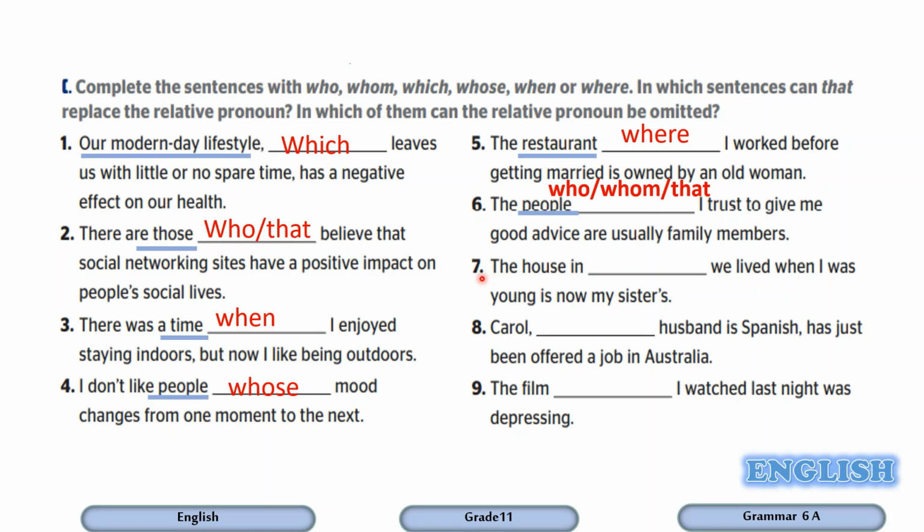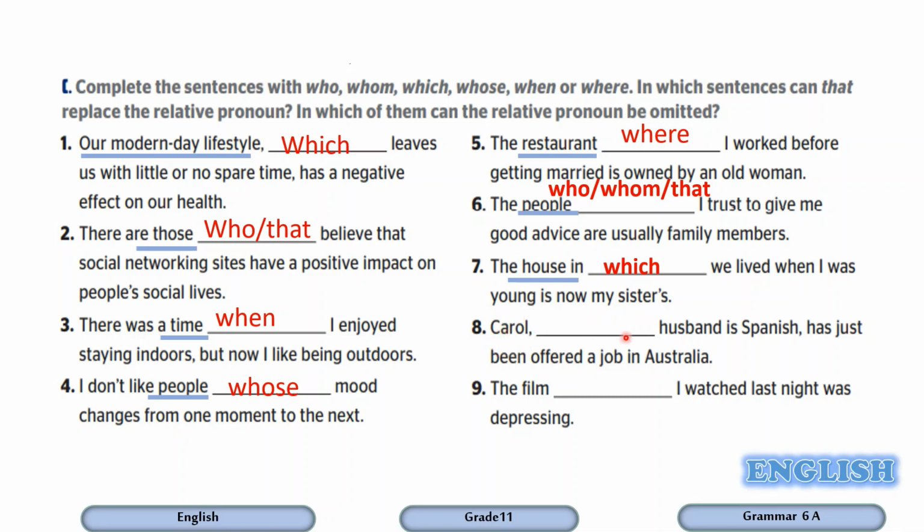Number 7, the house in we lived when I was young is now my sister's. The house is a place, that's correct. Do you think we are going to use where here? Please notice here in, which is the preposition. We cannot use where if we have a preposition. The house in which we lived when I was young is now my sister's.